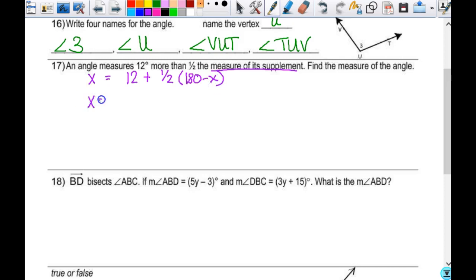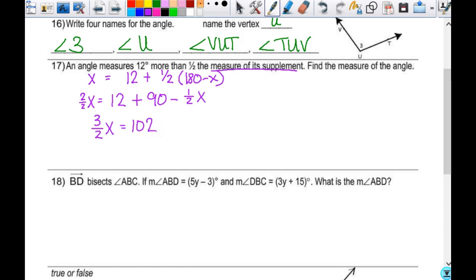So x equals 12 plus 1/2 times 180, which is 90, minus 1/2 x. Right, so when I add this over here, this is like 1, so it's going to become 2 over 2. So when I add this over here, this is going to give me 3/2 x equals, and then 90 and 12 is 102.